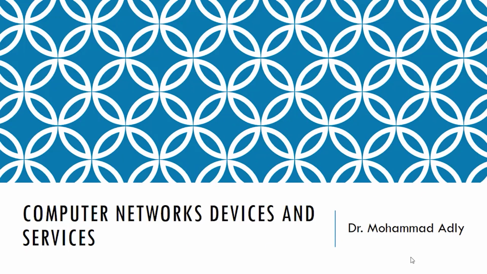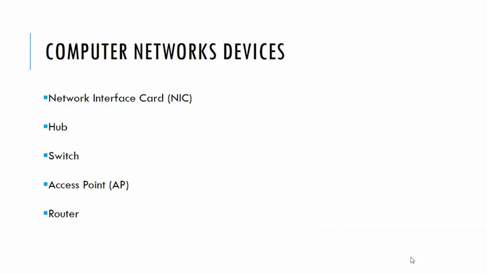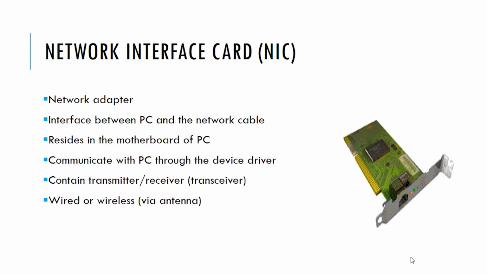This lecture is about the computer network's devices and the computer network's services. The network's devices can be the network interface card, the NIC card, the hub, the switch, the access point, or the router. The network interface card is the card connected to the motherboard from one side and connected to the network cable from the other side.